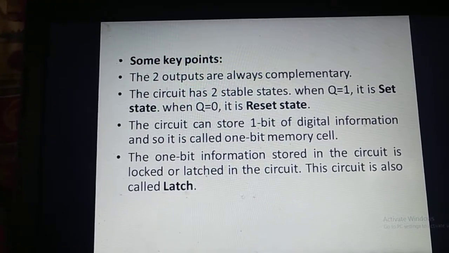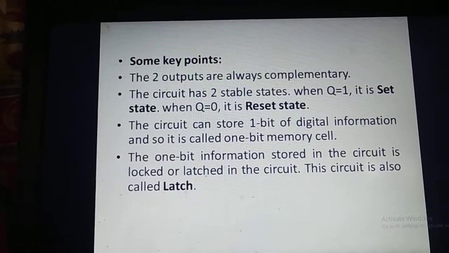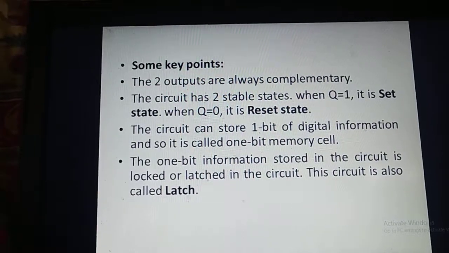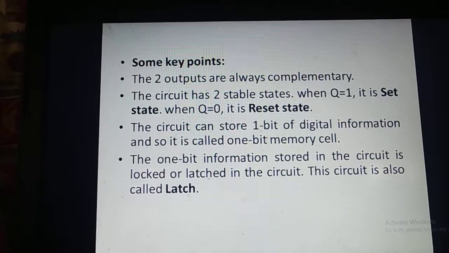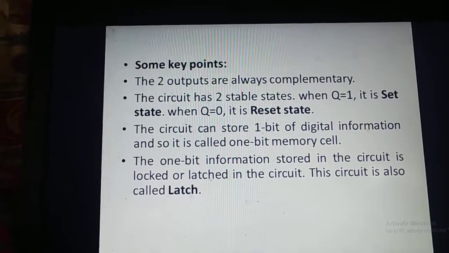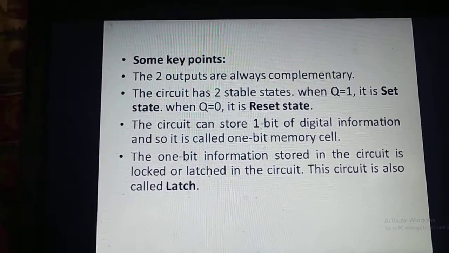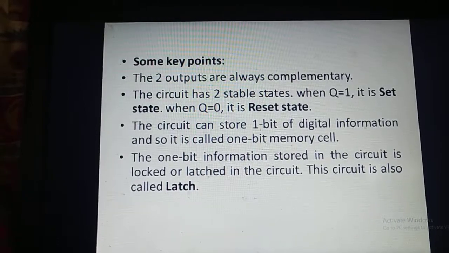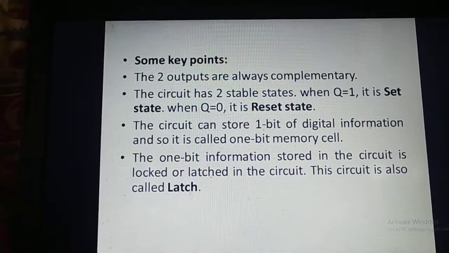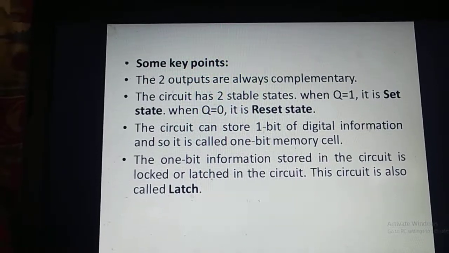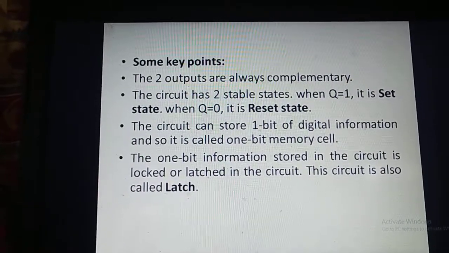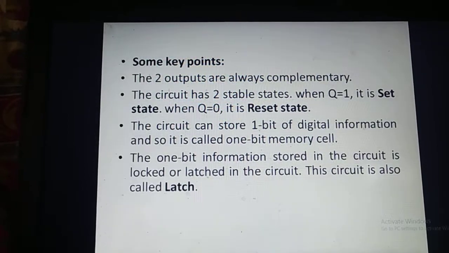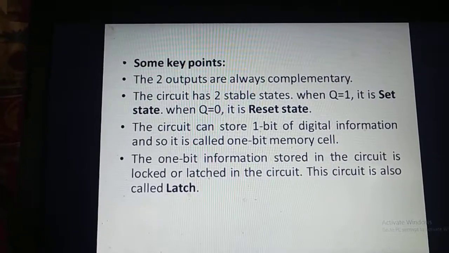Here are the key points of this bistable element: the two outputs are always complementary to each other. The circuit has two stable states. When Q is equal to 1, it is called the set state. When Q is equal to 0, it is the reset state. The circuit can store 1 bit of digital information, so it is called a 1-bit memory cell.